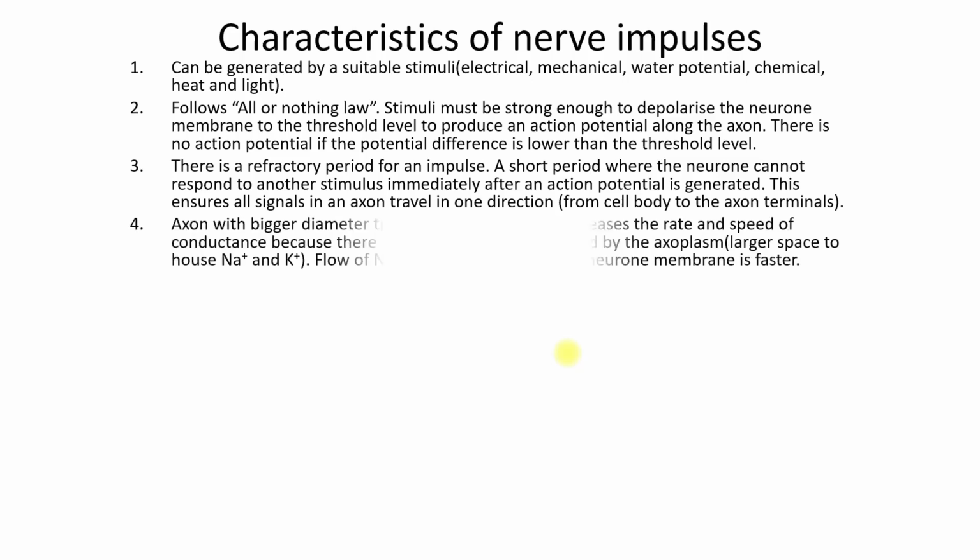Okay. Now number four, an axon with bigger diameter will transmit impulse faster, or increases the rate and speed of conductance. Meaning to say, an axon with bigger diameter has higher speed of conductance because there is lower resistance presented by the axoplasm. Why is that so? Because the axoplasm has larger space to accommodate the number of sodium ions as well as potassium ions. So the flow of sodium ions and potassium ions in and out of the neuron membrane is faster.